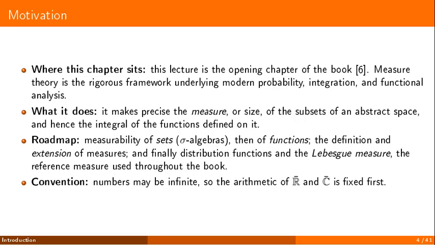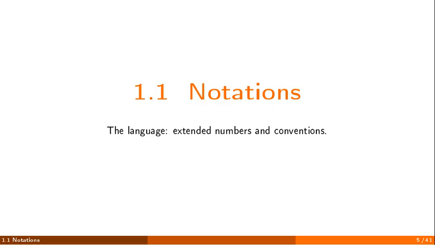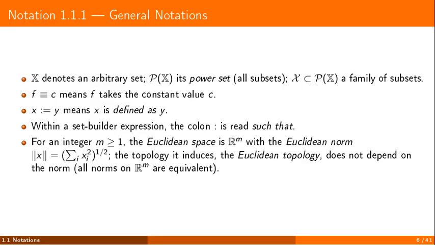Numbers here are allowed to be infinite, so we settle the arithmetic of the extended reals and the extended complexes at the very outset. We start with a language, a short section that fixes notation and, above all, the arithmetic of numbers that may be infinite, the conventions that keep every later computation unambiguous. A handful of symbols we will use constantly, an arbitrary underlying set and its power set, the collection of all its subsets, together with the families of subsets we single out from it, and the small grammar of the subject, the symbols for a constant function, for a definition, and for the such that of set builder notation. Nothing deep here, just the vocabulary that lets everything later be written cleanly.